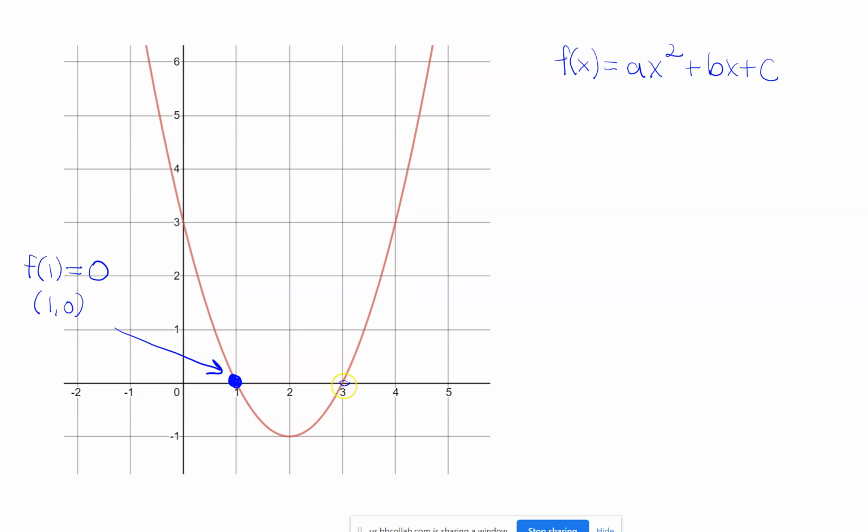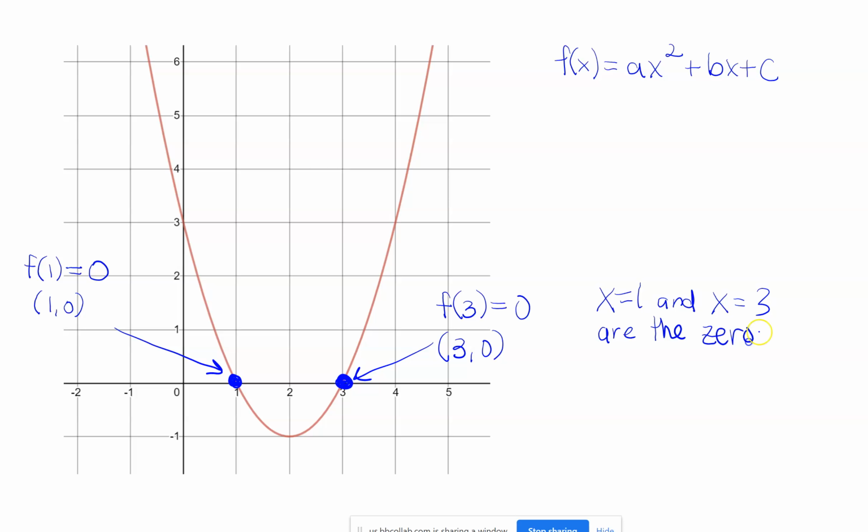So same thing over here for this point, right? So also, if x is a 3, my output is a 0. So we write that as f of 3 equals 0. Those are important points. Those are called the zeros of the function. So I'm going to say that x equals 1 and x equals 3 are the zeros. They call them the zeros of the function.